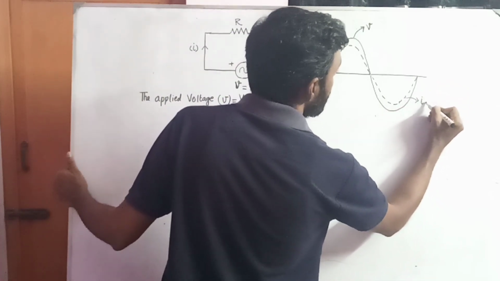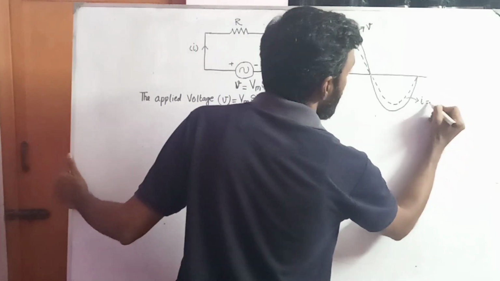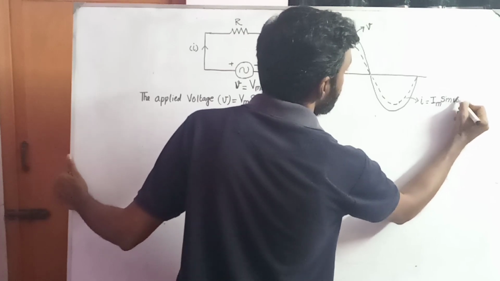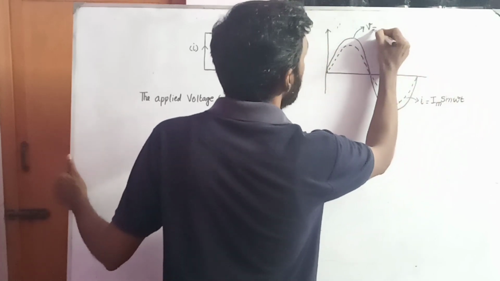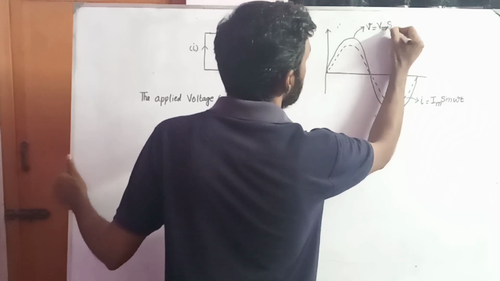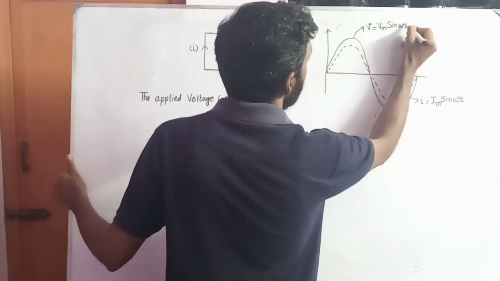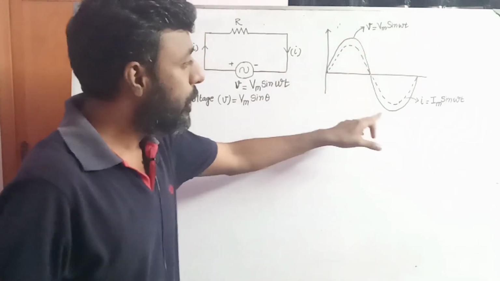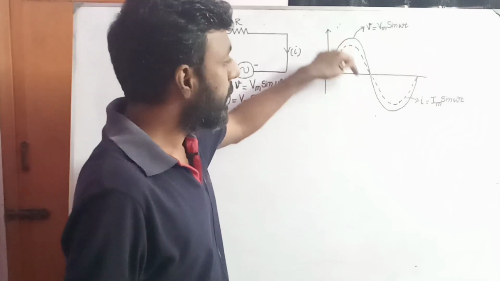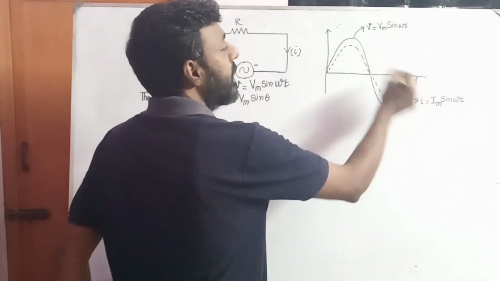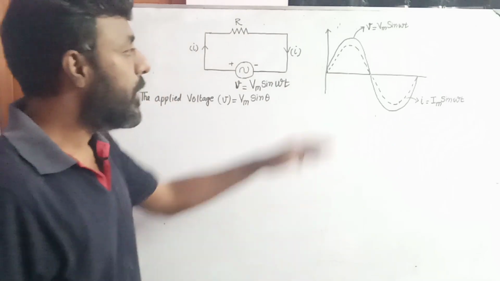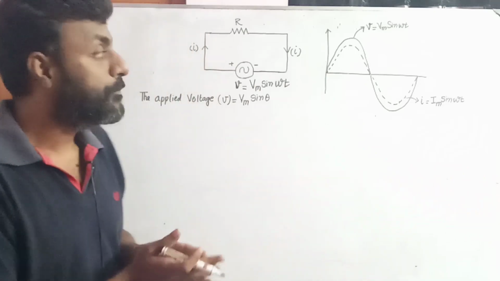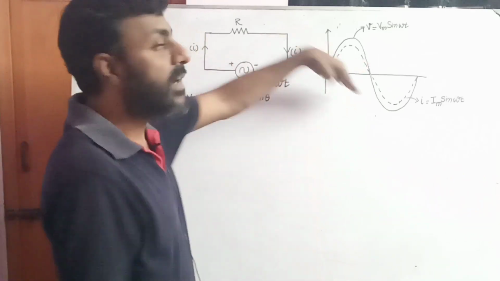i equal to Im into sine omega t, and similarly v is equal to Vm into sine omega t. So this is the voltage wave and this is the current wave. Both are in phase with each other, so there won't be any angle formed between the voltage vector and the current vector. That is what this wave diagram depicts.